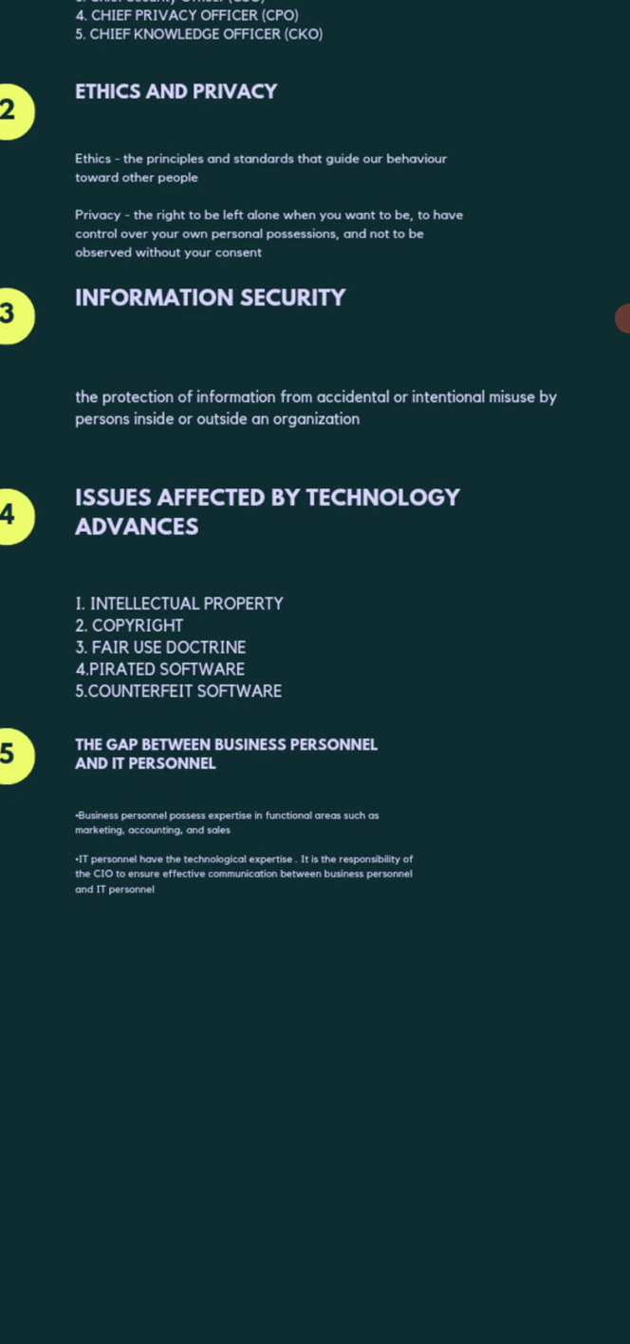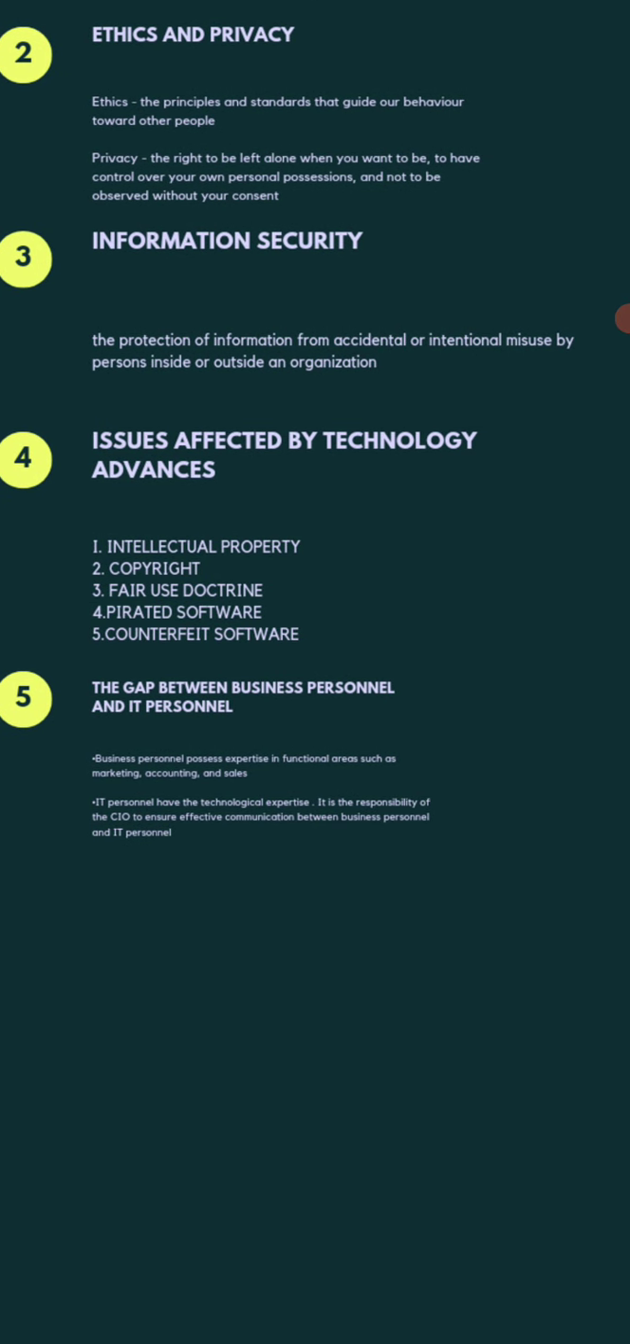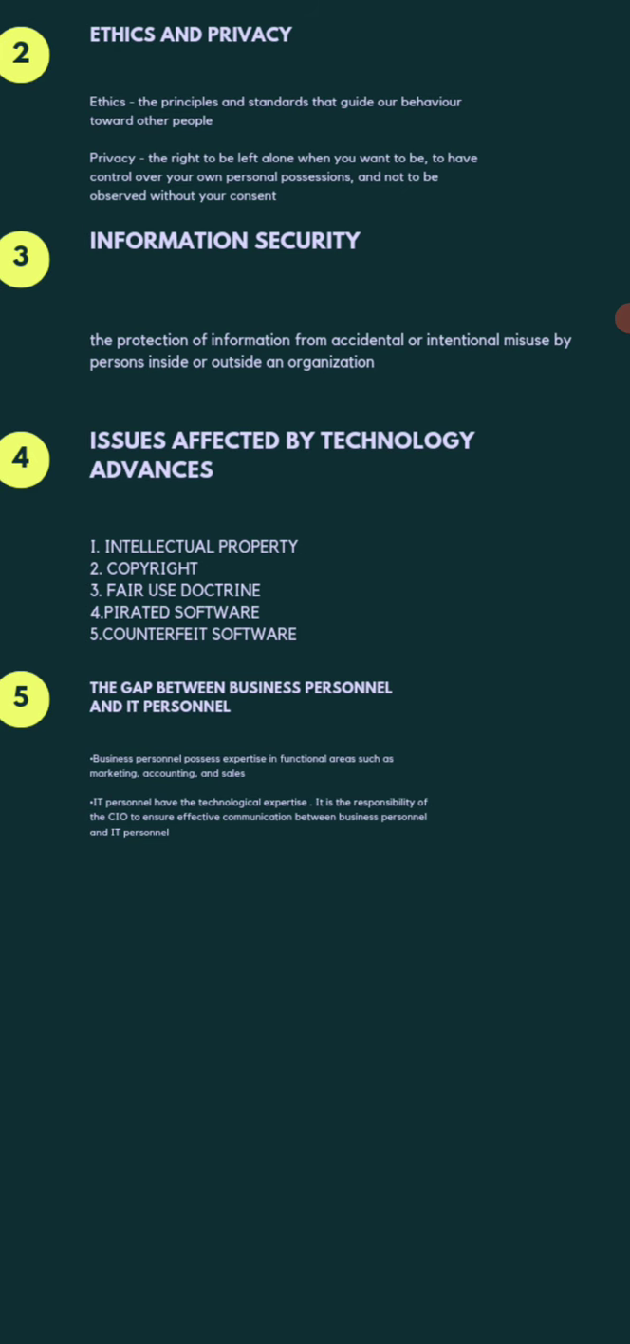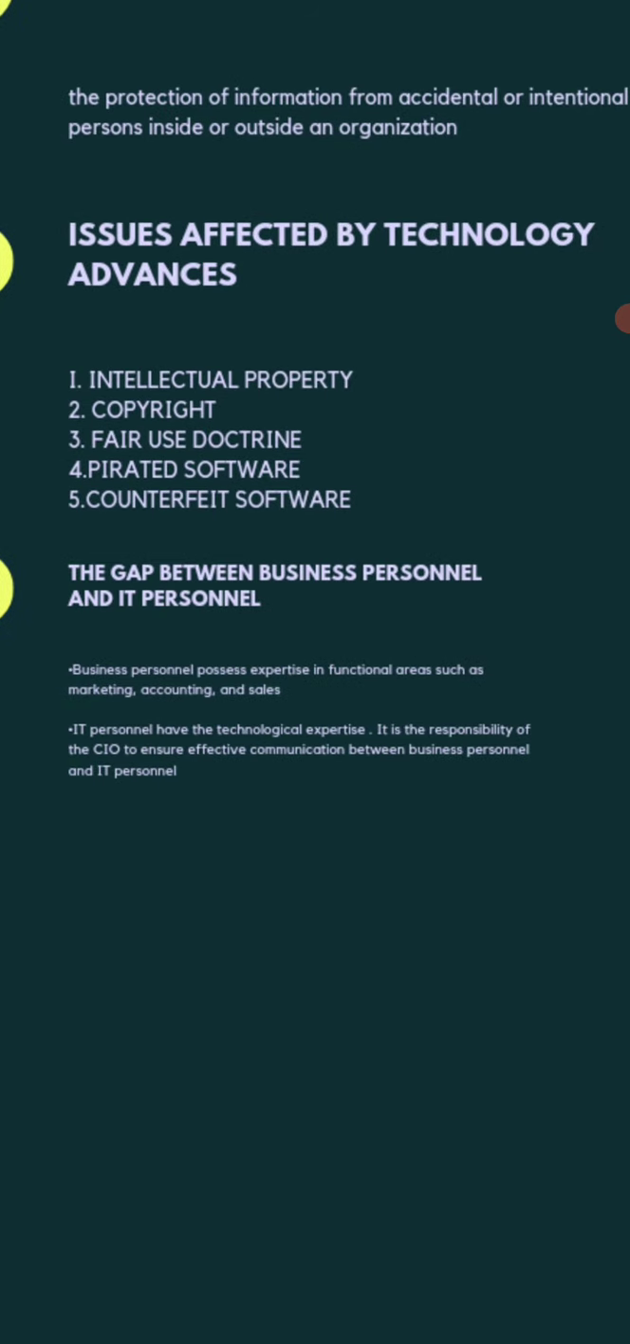The first one is intellectual property. Second is copyright, fair use doctrine, pirated software, and counterfeit software. The last one is the gap between business personnel and IT personnel. Business personnel possess expertise in functional areas such as marketing, accounting, and sales. IT personnel have the technology expertise. It is the responsibility of the CIO to ensure effective communication between business personnel and IT personnel.